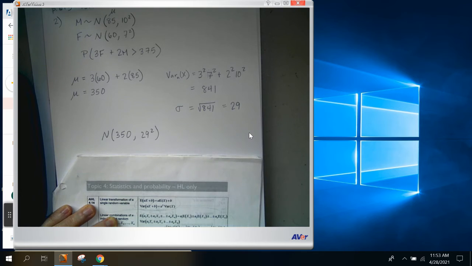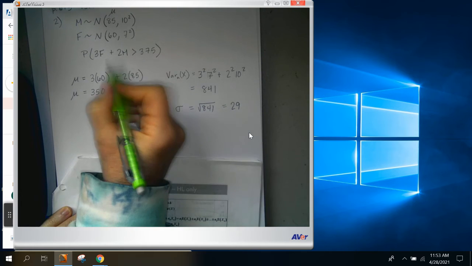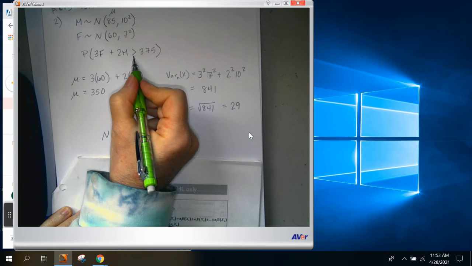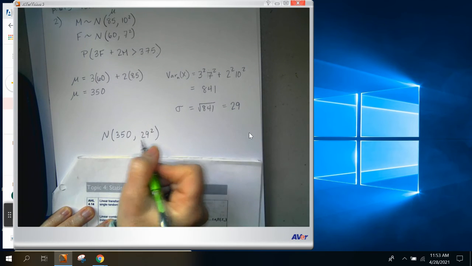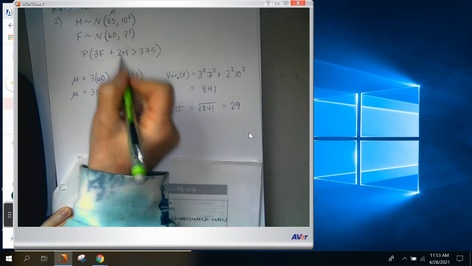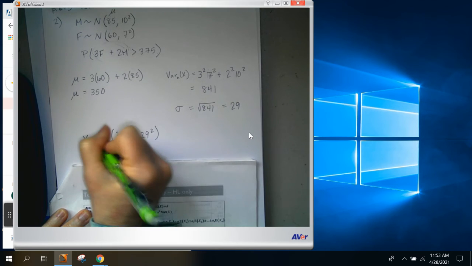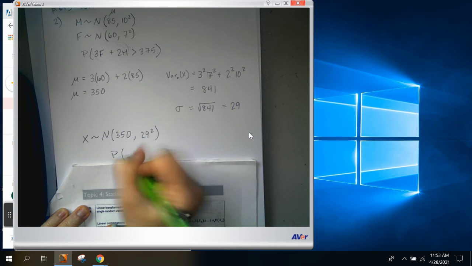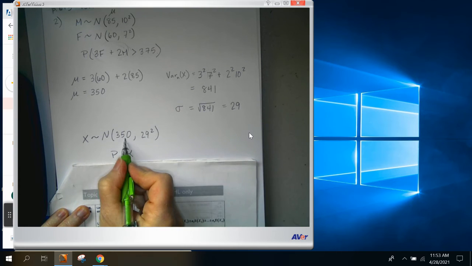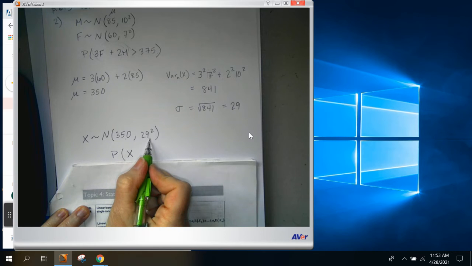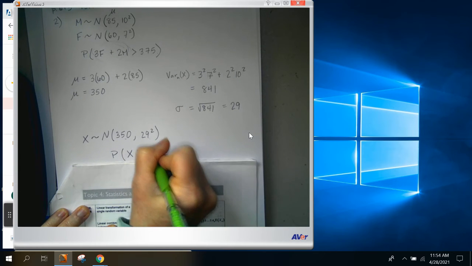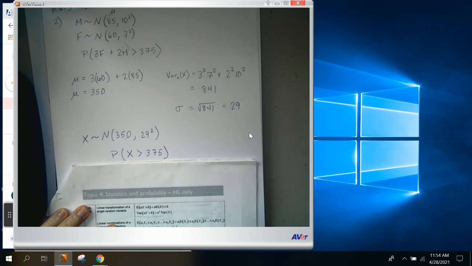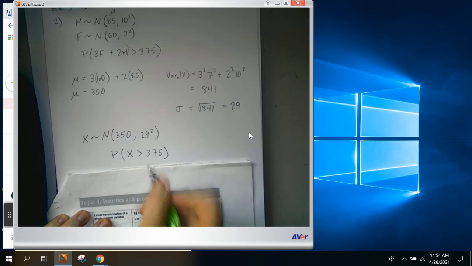All right, so now I want the probability to be greater than 375. So this is now like my x. I want to know what's the probability. So x now is normally distributed with a mean of 350 and a variance of 29 squared. So for this x, I want to find out what's the probability that this value that's normally distributed with this variance is going to be greater than 375. Okay, and I think for this one, I don't need to do the 1 minus. I think for normal distributions, I'm going to be able to put this in directly.